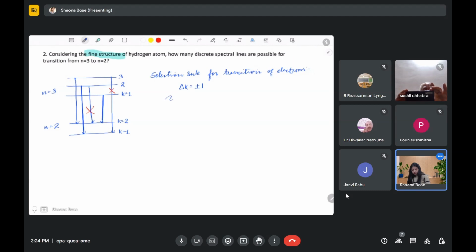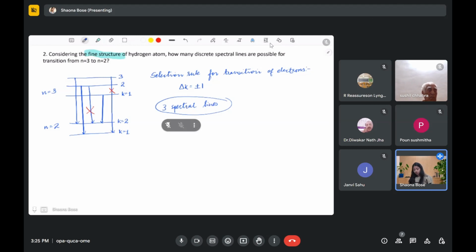So how many lines do we have? 3 spectral lines. This is just coming from the selection rule, as depicted in the Bohr-Sommerfeld theory. Here we did not yet come into quantum mechanics, which will make all this even more precise, and there will be even further splitting. So yes, we have 3 spectral lines for this case. Is that okay?